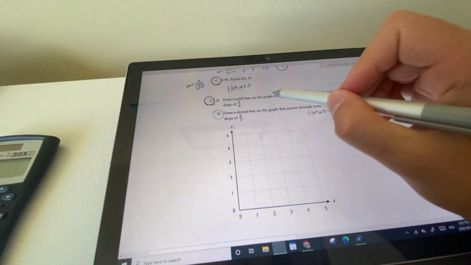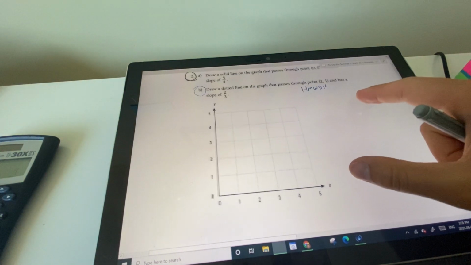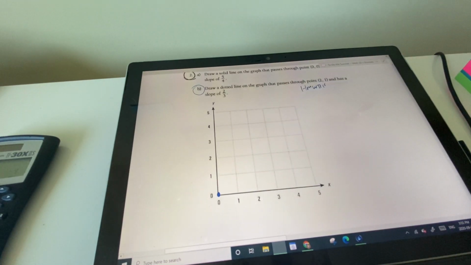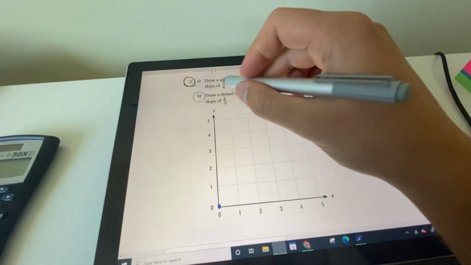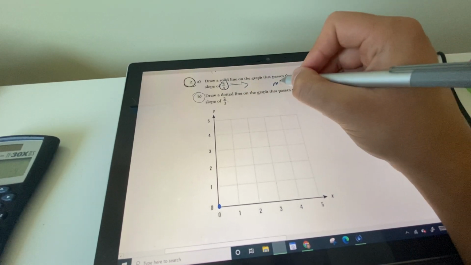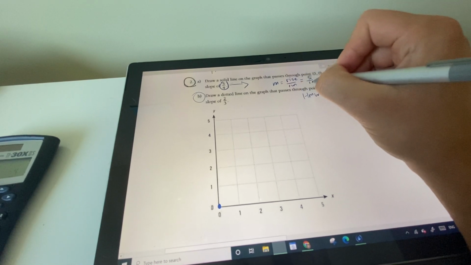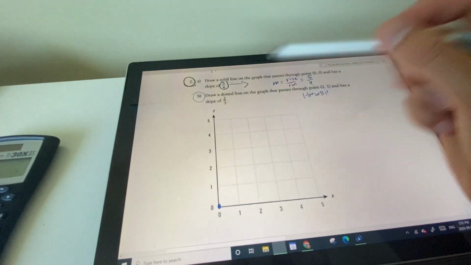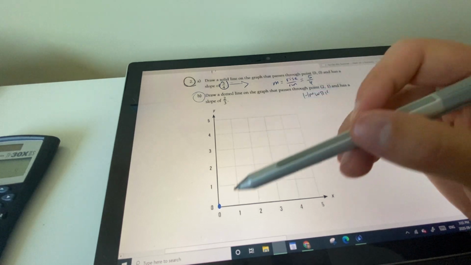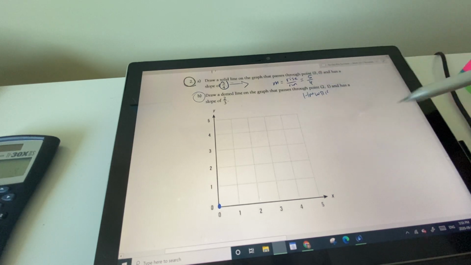So draw a solid line on the graph that passes through point 0, 0 and has a slope of 5/4. So here, locate where 0, 0 is. 0, 0 is the origin point right there. Okay, it wants us to have a slope of 5/4. We've already kind of done a question like this, right? This is saying slope, which is rise over run, equals 5/4. Remember, our rise is our y, our run is our x. So here, our rise being 5, and it's positive. Both numbers are positive. So our rise is up and our run is to the right.